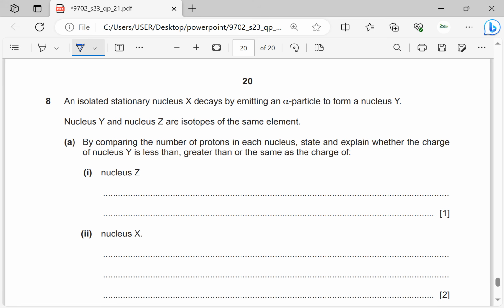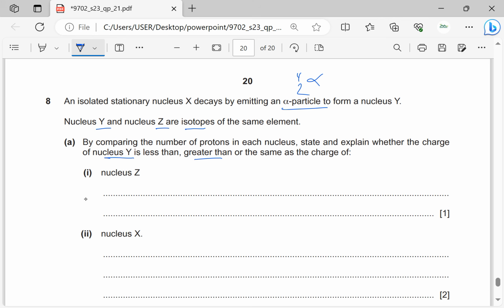An isolated nucleus X decays by emitting an alpha particle. We know that an alpha particle is alpha 4 2. It is a helium nucleus. To form a nucleus Y. Nucleus Y and nucleus Z are isotopes. They have the same proton number but different neutron number. By comparing the number of protons in each nucleus, state and explain whether the charge of the nucleus Y is less than, greater than, or the same as.